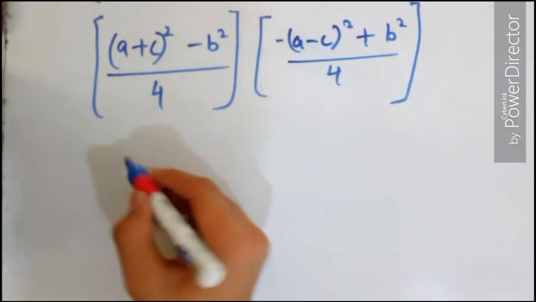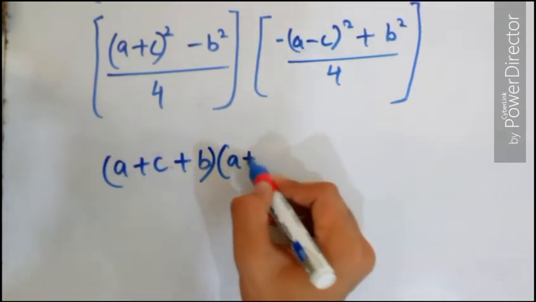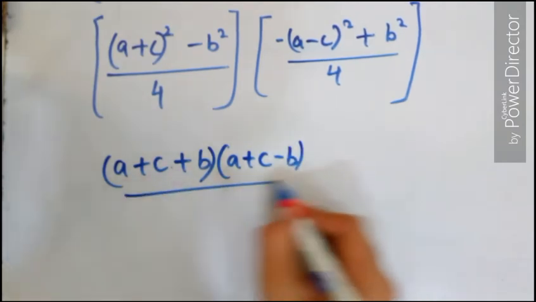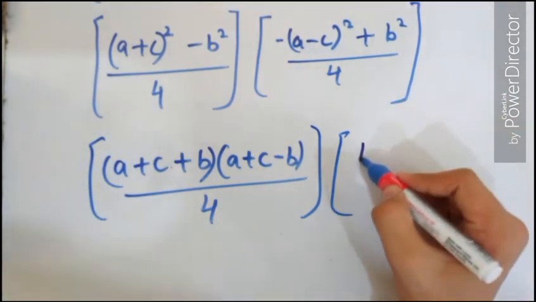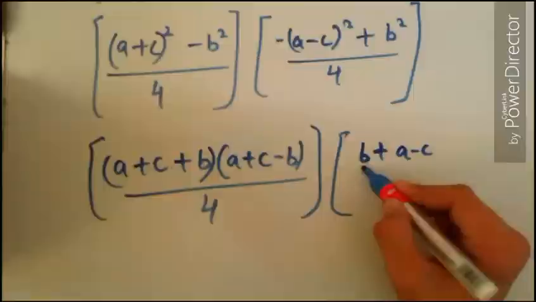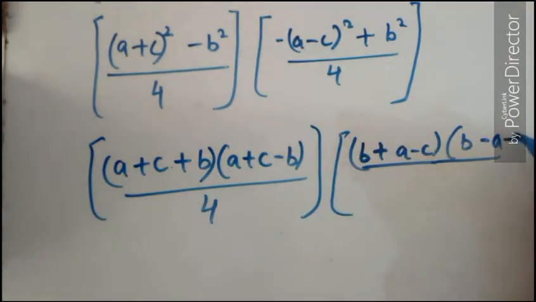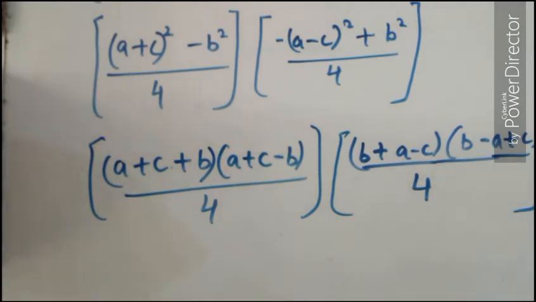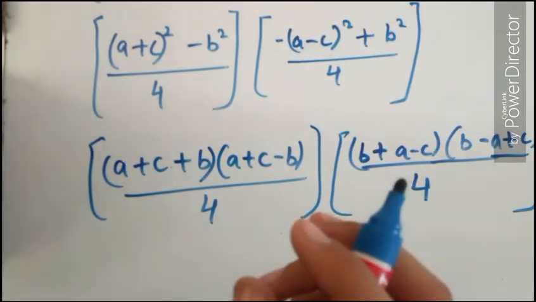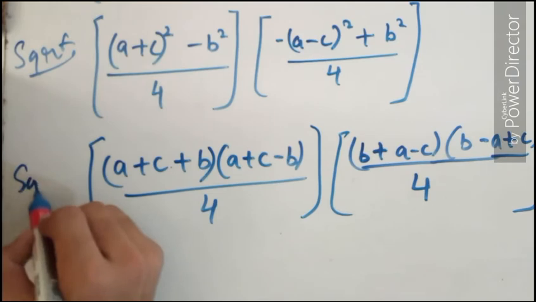So we can write this as (A plus B) into (A minus B), this whole upon 4, and in multiplication with this, we'll write this as (A plus B) into (A minus B), and if we open the bracket right here, we will get positive C, this whole upon 4. These all things are under square root.